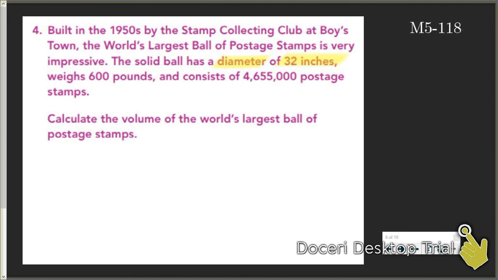Okay, so with that information, knowing that the diameter of 32 inches is important, I want you guys to go ahead and work. And if you get stuck, I want you to turn to the previous page, 117, and look at question 1, because this is the process we did in question 1. Okay? I'm going to give you guys 1 minute. Ready, go.